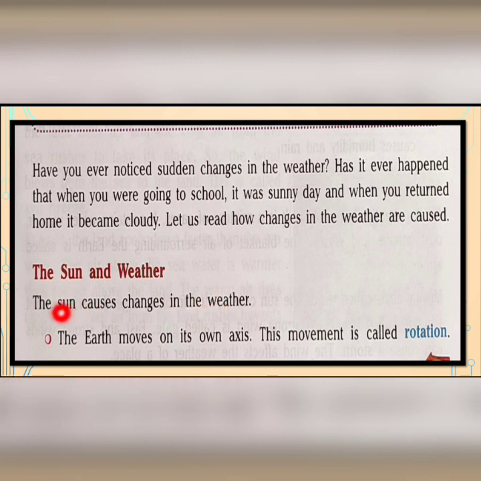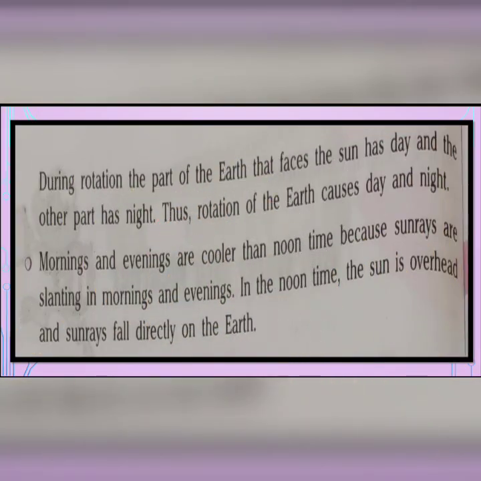As we know, the earth moves on its axis. This is called rotation. Our earth moves on its own axis, and this movement is called rotation. During rotation, the part of the earth that faces the sun has day, and the part which is away from the sun has night. Thus, rotation of the earth causes day and night.